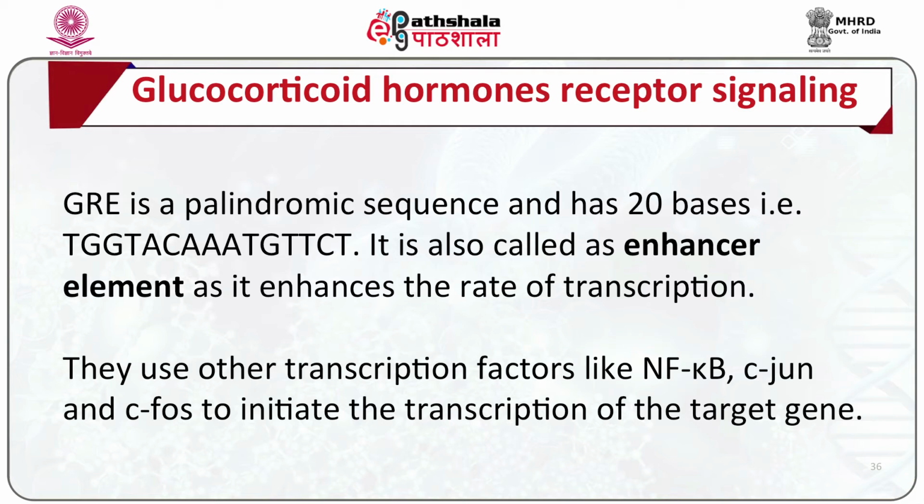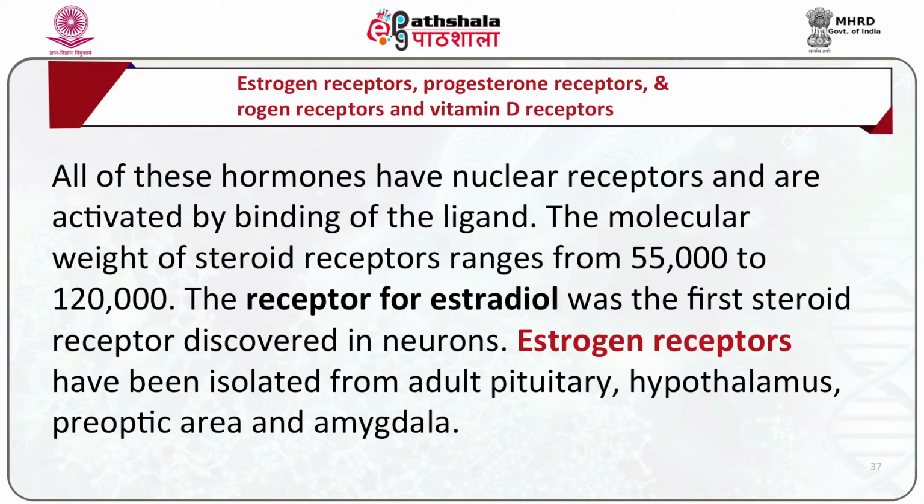Now, let us talk about the estrogen receptors, progesterone receptors, androgen receptors and vitamin D receptors altogether. All of these hormones have nuclear receptors and they are activated by binding of the ligand. The molecular weight of steroid receptors ranges from 55,000 to 120,000 daltons. The receptor for estradiol was the first steroid receptor discovered in the neurons.